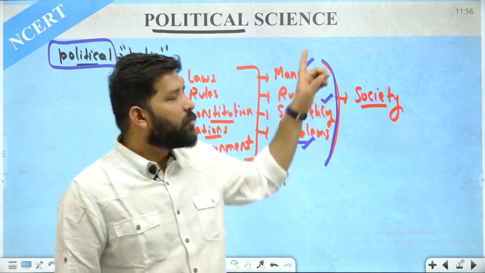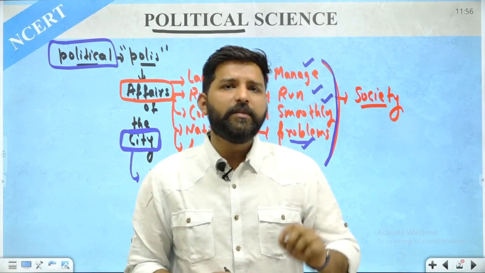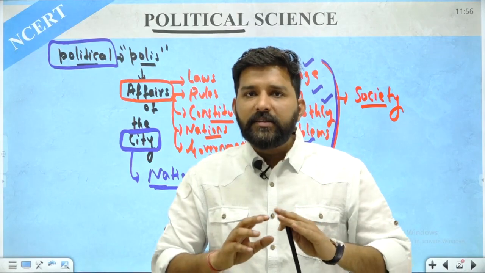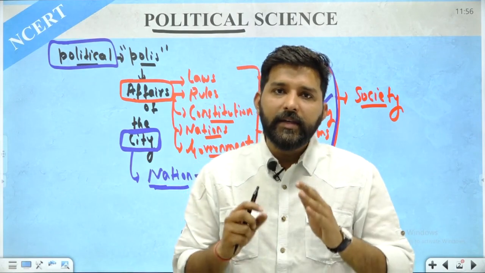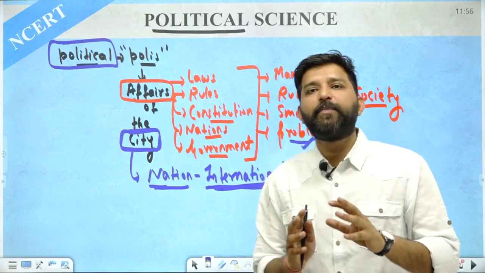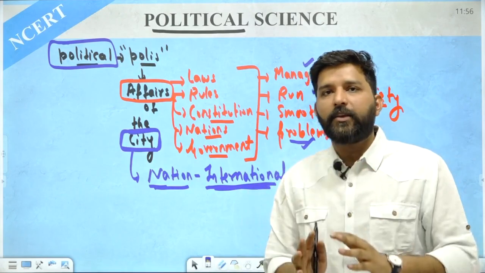Now, why do we include the word science with political? What is the meaning of the word science with political? See, the word science does not designate any subject. It is actually a process. It does not mean physics, chemistry, or biology. The word science simply means the process of gaining knowledge.